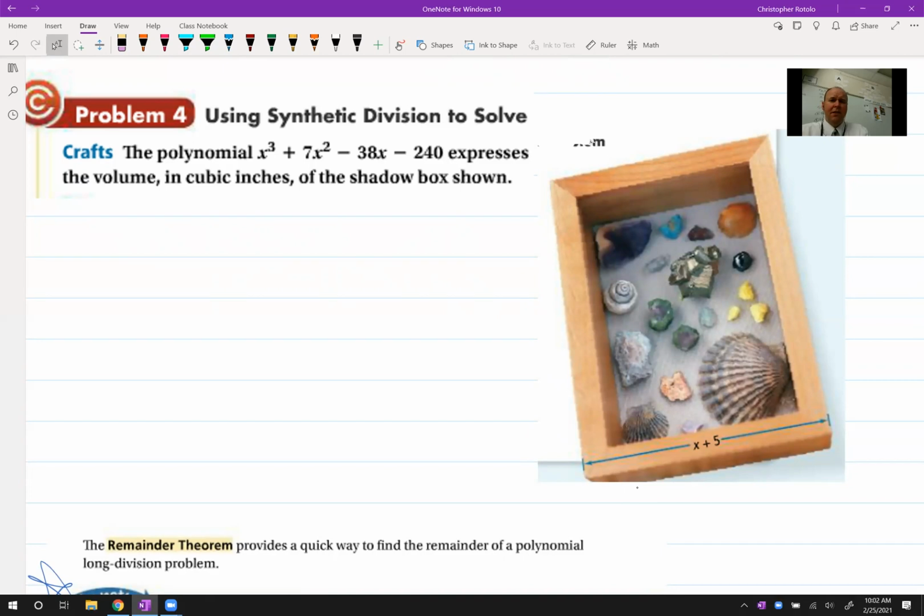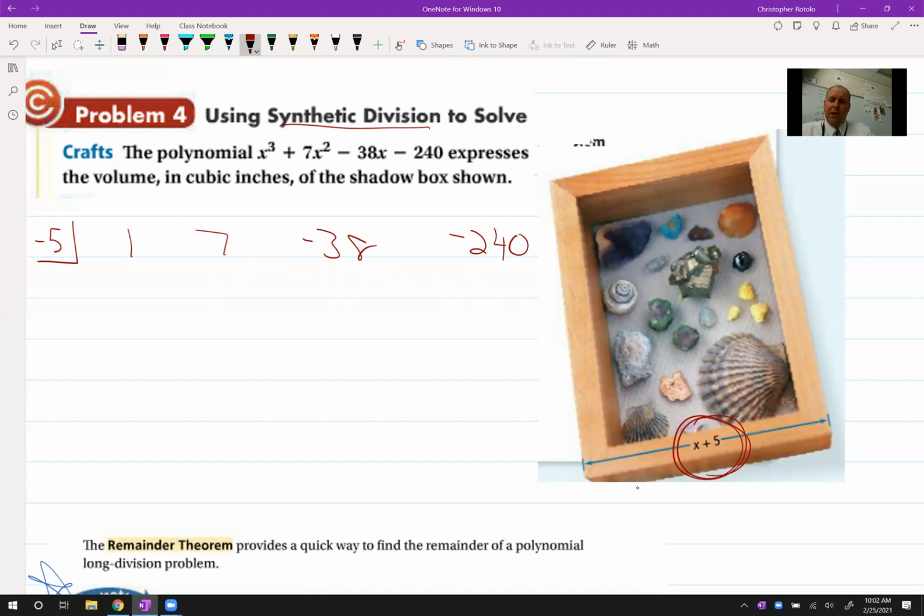And you're thinking, you said to do synthetic division. Now you're talking about the beach, but I only see something to divide. Well, down here in the picture is what we have. So if that's x plus 5, remember we're going to use -5. Coefficients: 1, 7, -38, -240. All right, we're supposed to find the volume of this shadow box.